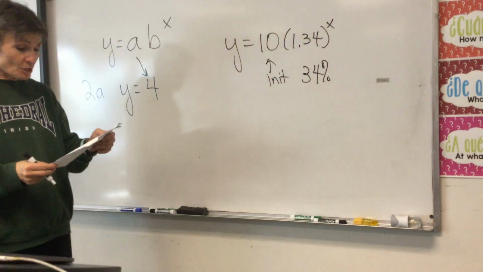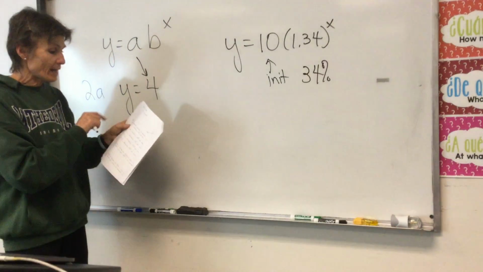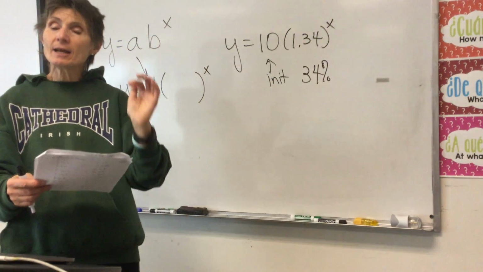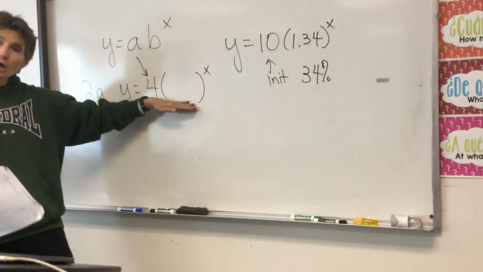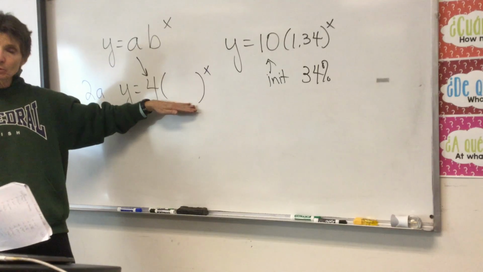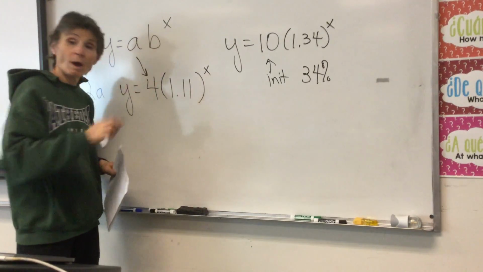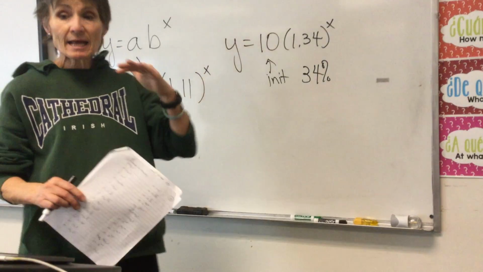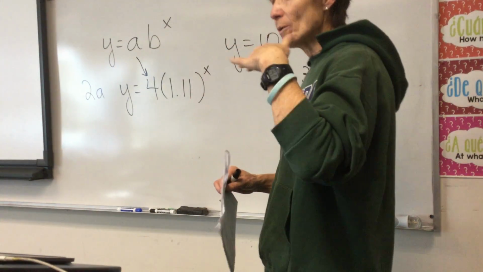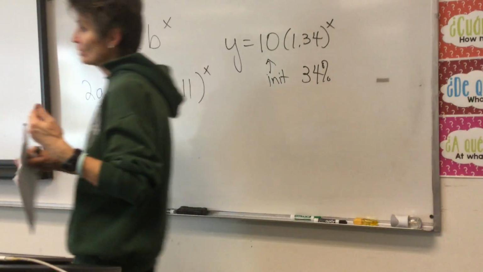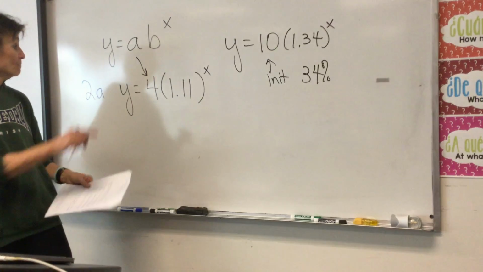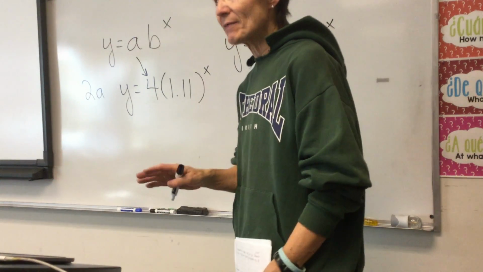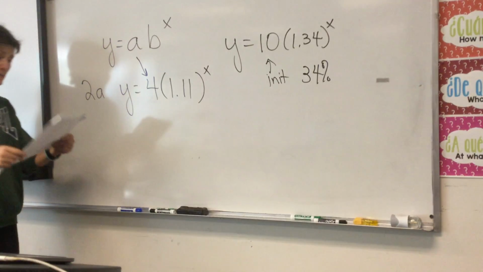That's exactly right. So when I look at this problem, 2A, it says my initial value is 4, and I am growing 11%. What number would go in here since I'm growing 11%? 1.11, yep. Your rate of growth is how much bigger than 1 you are. So if you are 11% bigger, you're just going to take 1 and add 11%. So that's the answer to 2A. Did I have to do any math? No. I just have to understand what A and B mean in the equation.